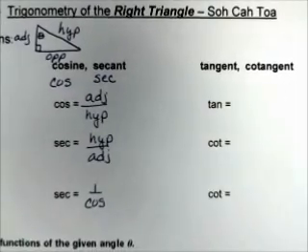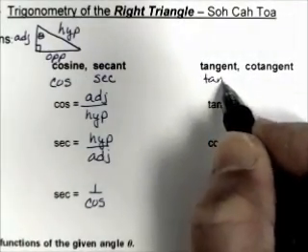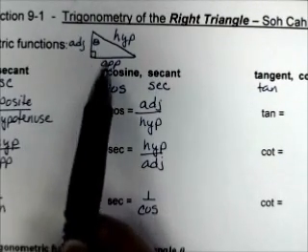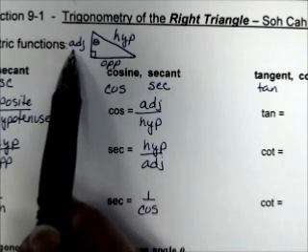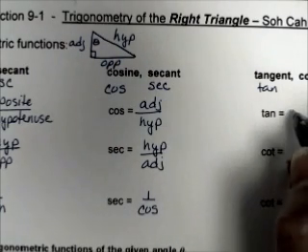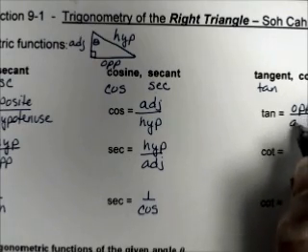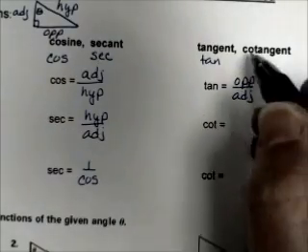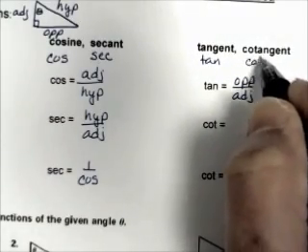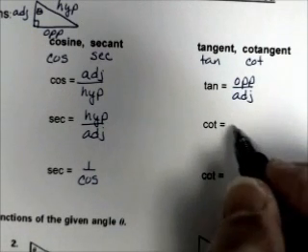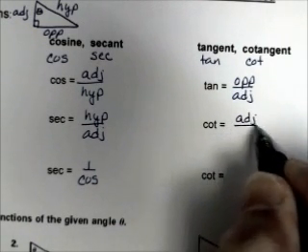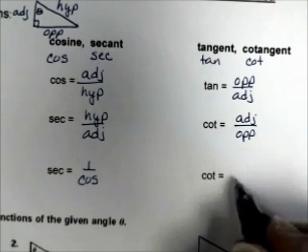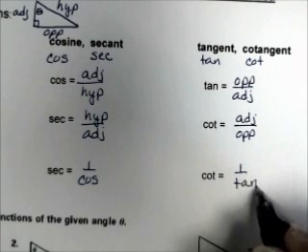Next, we have tangent, which is abbreviated TAN. Tangent is equivalent to the length of the side opposite your angle theta over the length of the side adjacent. So tangent is opposite over adjacent. And again, I'm just abbreviating. Cotangent, which is abbreviated COT, is the reciprocal of tangent. So it would be adjacent over opposite. Or again, it can be expressed as 1 over tangent, the reciprocal of tangent.